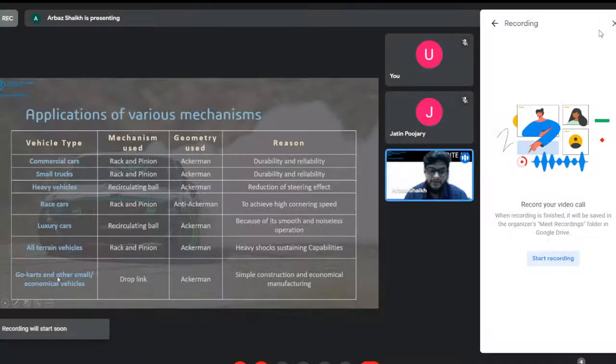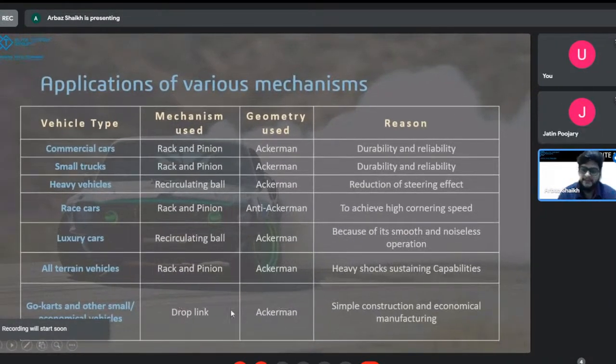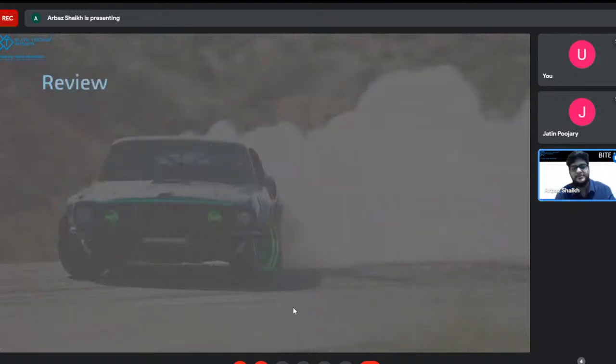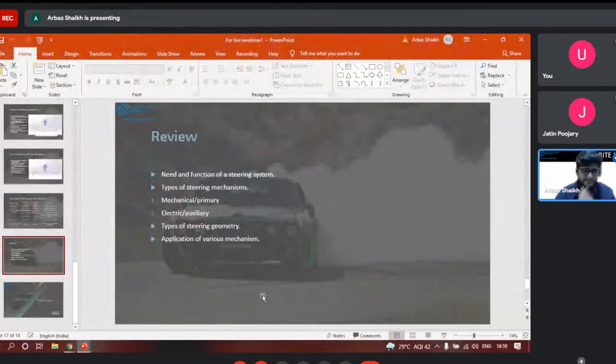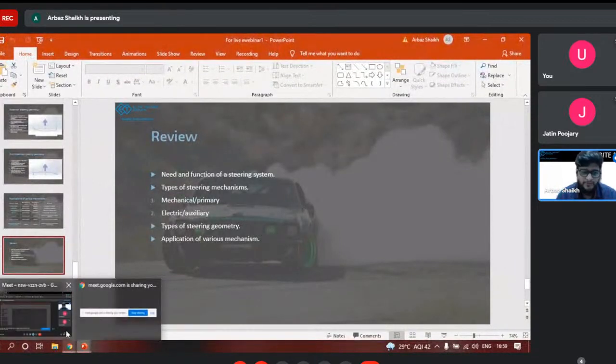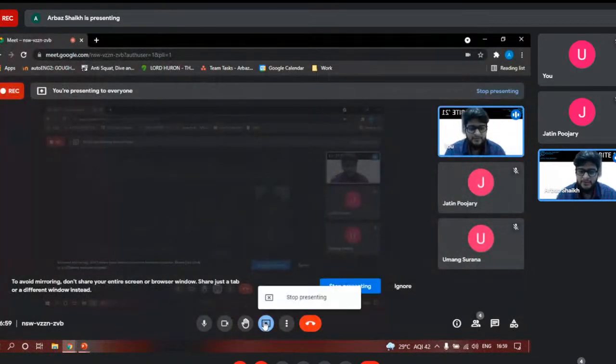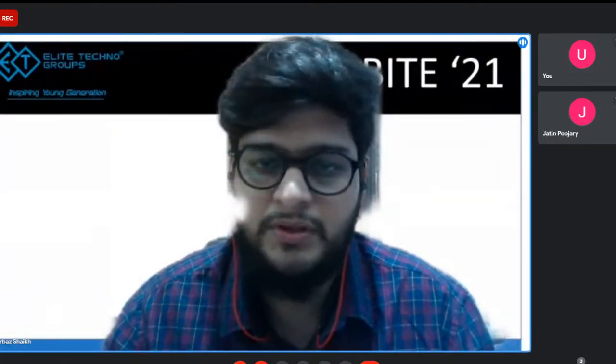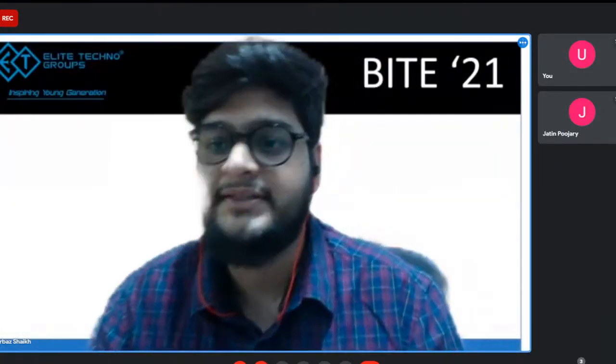Lastly, we saw the economical vehicles such as go-karts. In that, we used a throttling mechanism with Ackerman geometry, since it's simple in construction and economical in manufacturing. So that was all that we saw in yesterday's session. So I guess that was a quick overview. I would like to know if you have any doubts till now as to whatever we have learned in yesterday's session.